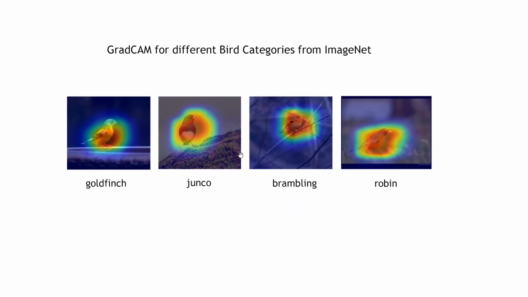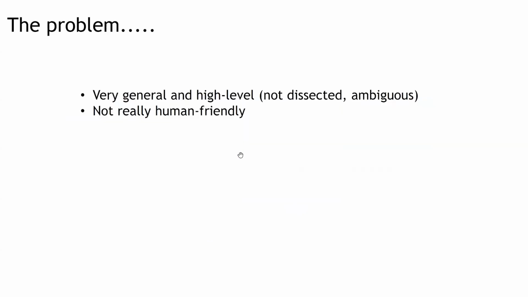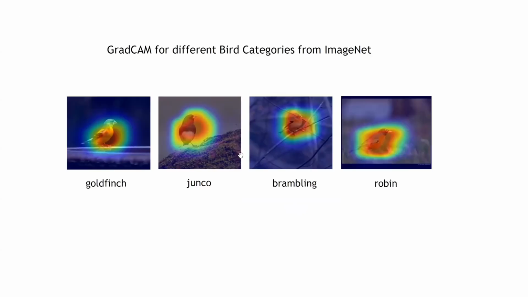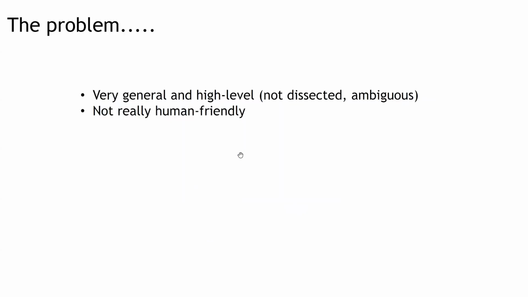And if you take different ImageNet categories and apply GradCAM to them, then this is what you get. You get exactly the same thing. All of them are highlighting the main object. So this is not really helpful. So the problem with most explainable AI techniques is that they're very general and high level, and they're not really human friendly. For example, my mother and my father don't really understand what these things are, right? So you really need something that's a bit more human friendly, something that's interpretable to a layman user.